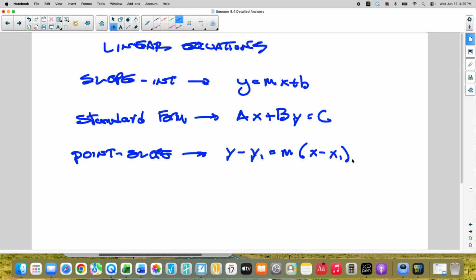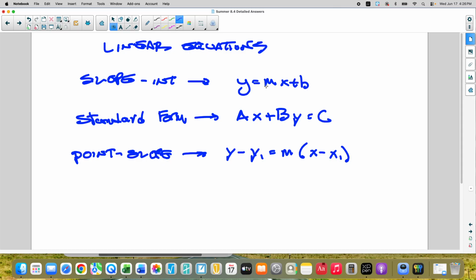x sub 1. When we have a number below, we call that sub. That means it's a subscript, meaning below. Above would be superscript, like exponents, but when it's down below, it's just differentiating between this x and this. So it's almost like this is a point and this is another point.